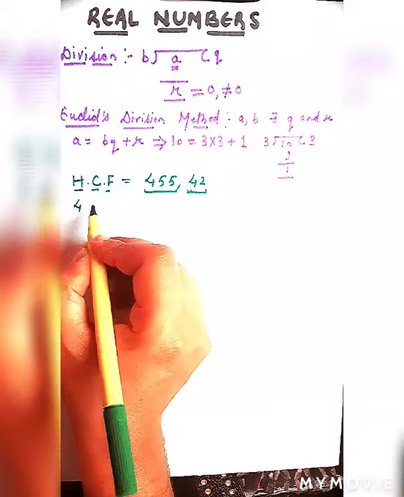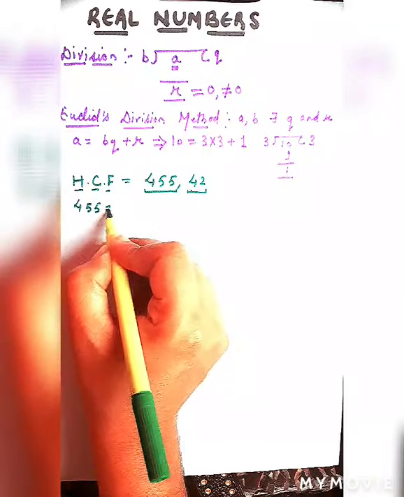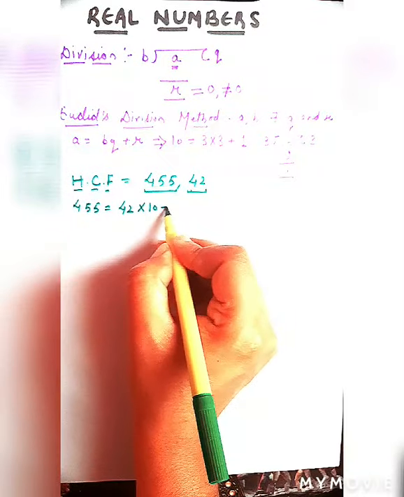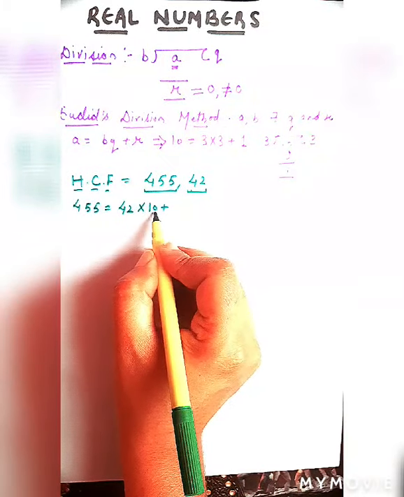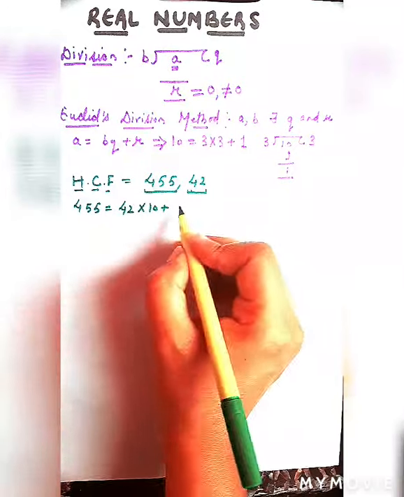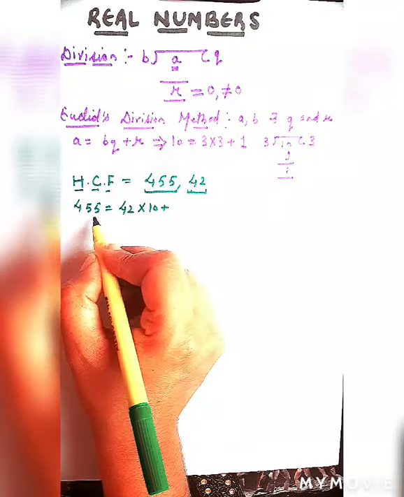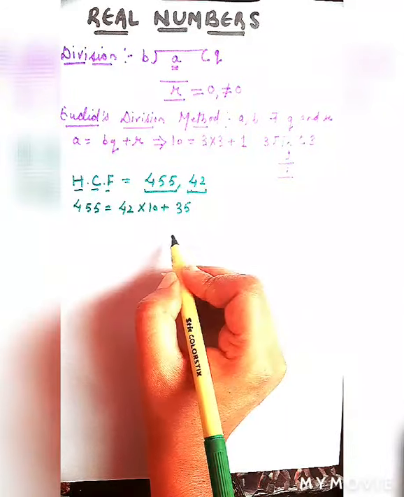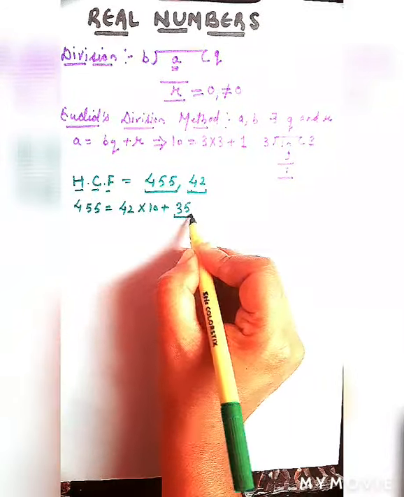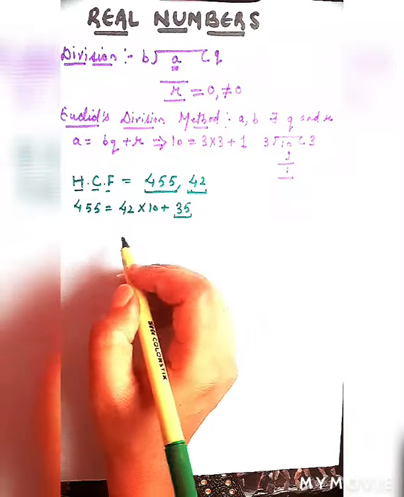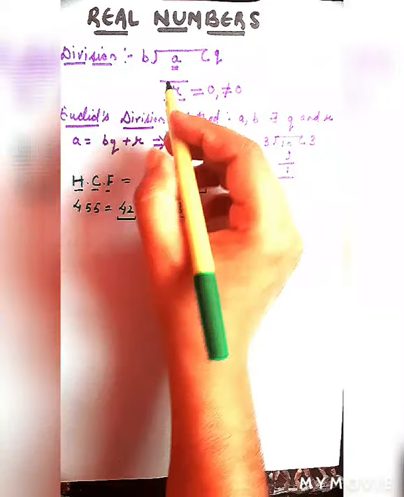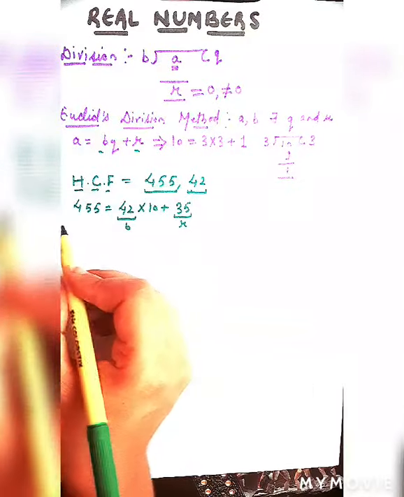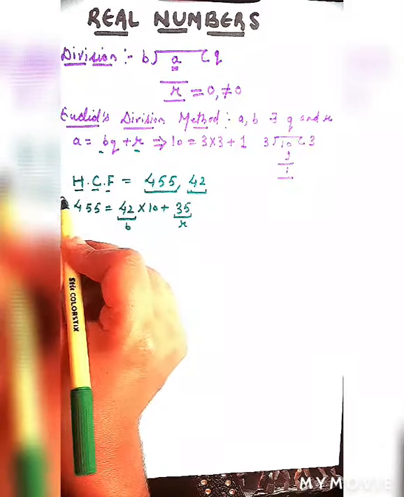Fine. And the first step is, first of all, the larger number out of these two numbers is 455. So 455 can be written as 42 multiplied by 10, 420, and 420 subtracted from 455, the remainder will be 35. Fine. So again we will proceed with the further step by taking b and r. This is our b, this is our r. Fine. We will follow the same procedure.